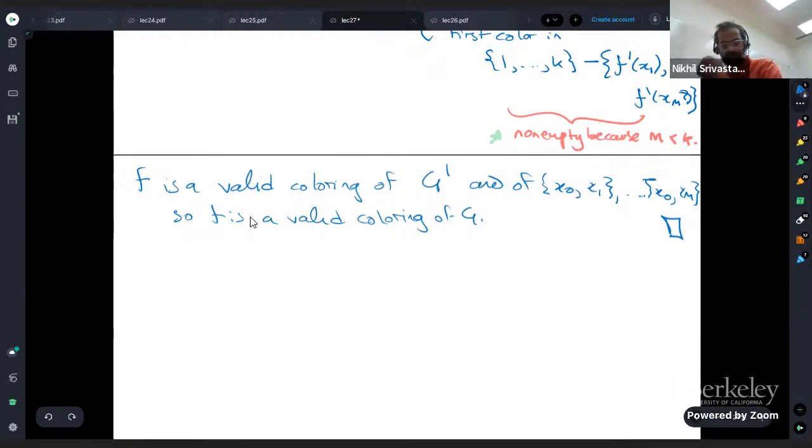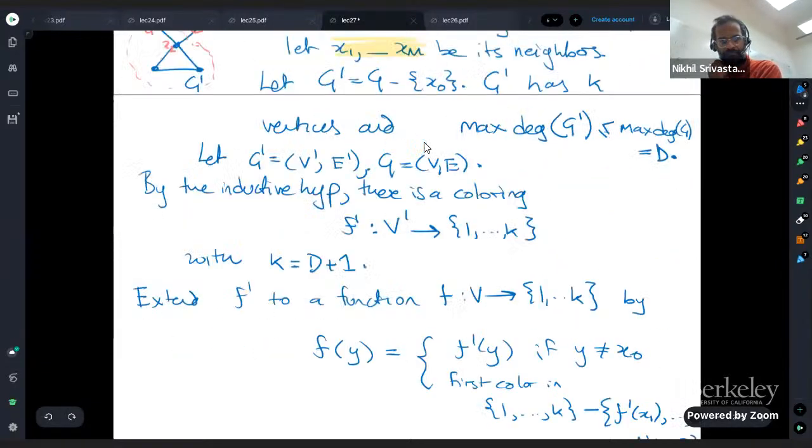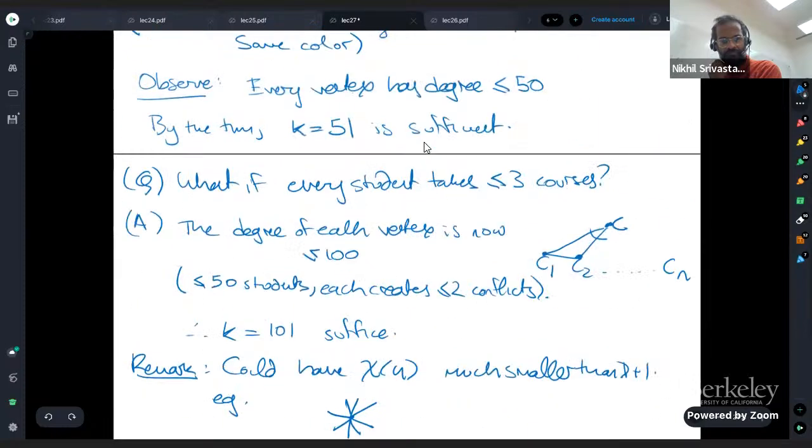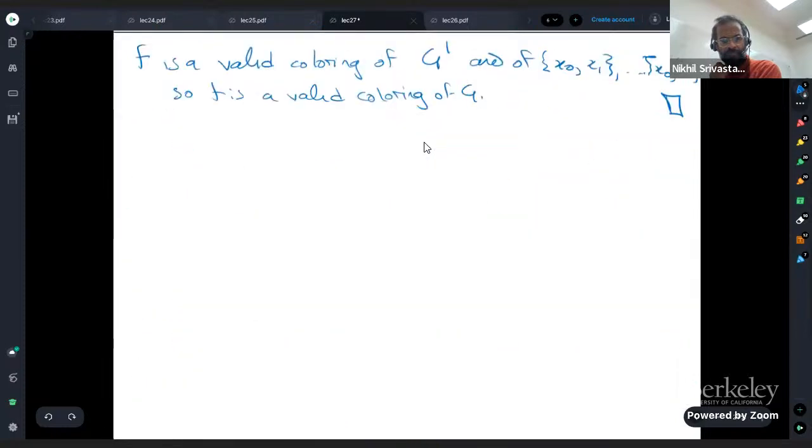Okay. So any more comments, questions? Okay, so that's all I want to say about coloring for now.